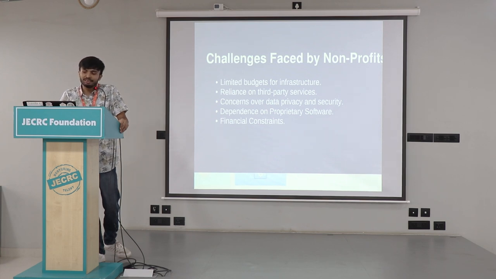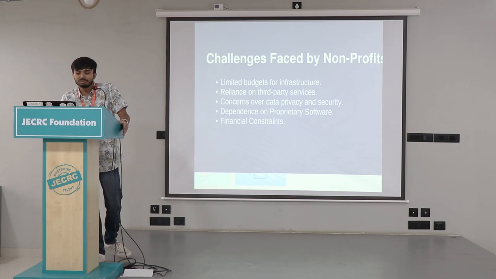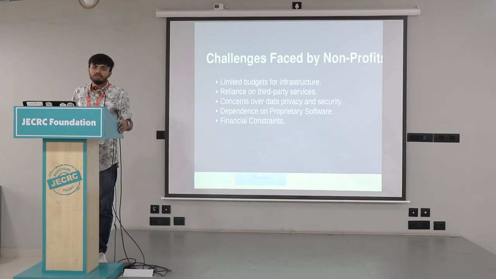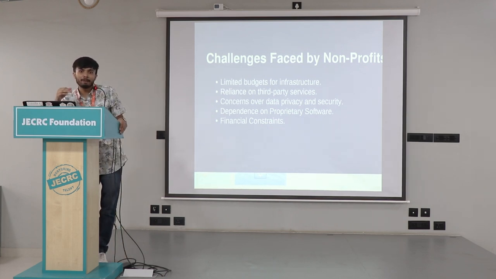So here are the challenges faced by non-profits: limited budget for infrastructure, lack of third-party services, management concerns over data privacy and security, dependence on proprietary software, and financial constraints. So what happens if a data is happening in your office and those government agencies ask for any such information from those companies? They will definitely provide it, right? Without even asking your consent.